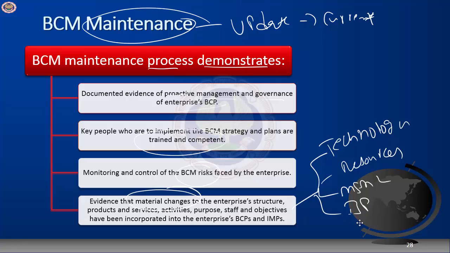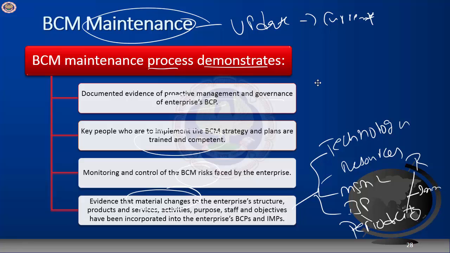Quite often the question asked is, what is the periodicity at which the BCP or the BCM has to be updated? You need to remember that there are two types. One is regular BCP changes, which are done on a regular basis, for example every year. And similarly, whenever there is any change which has a major impact, that change has to be made immediately.